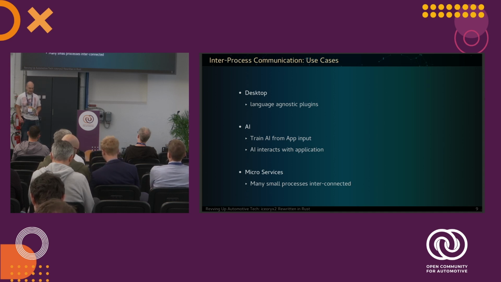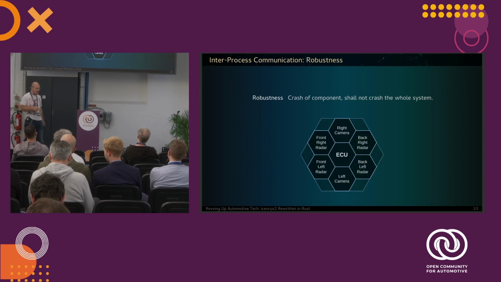And one of the, let's say, biggest use cases we have, shared with automotive and desktop systems, is robustness. Chromium, the web browser, for instance, does it. Every tab is running its own process, meaning when you visit a website and for whatever reason it causes a crash, just this tab crashes, not your whole web browser, so that you can just close the tab and continue browsing.